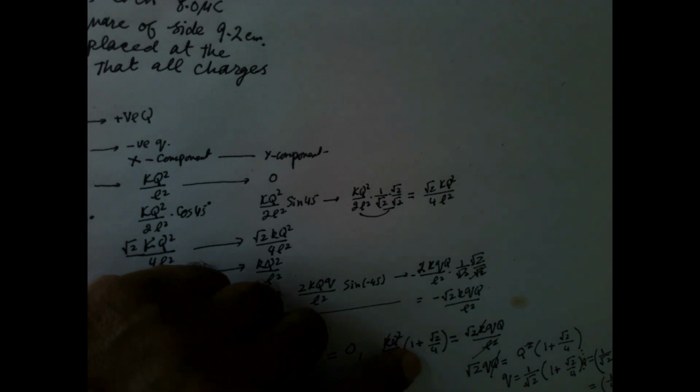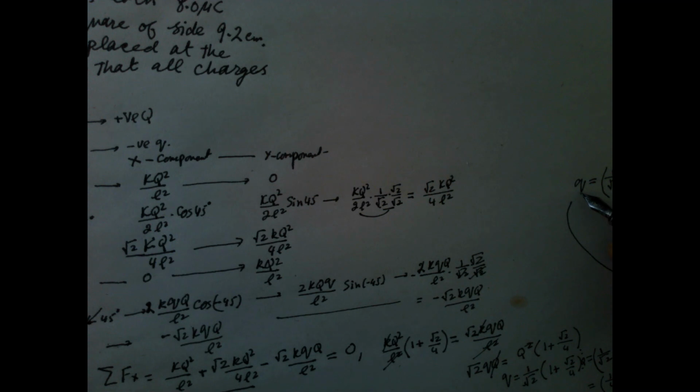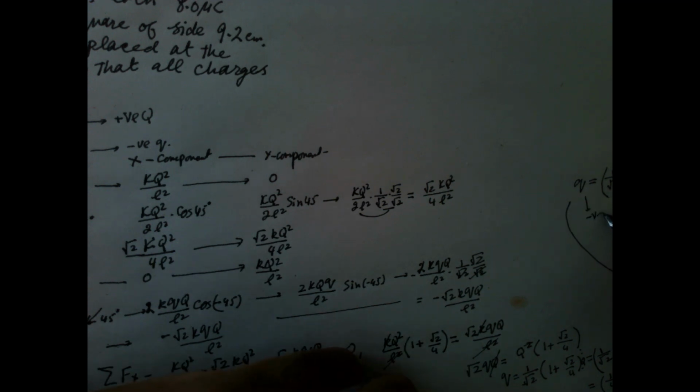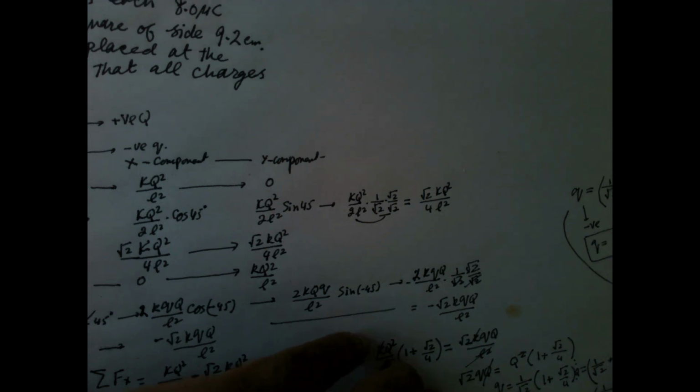Okay, so this is the answer. So q is equal to (1 over square root 2 plus 1 by 4) Q. This is the negative charge, and this is the positive charge. So its value q is equal to minus 7.66 times 10 to the power minus 4 coulomb. The negative sign we have put ourselves, because of the stability.